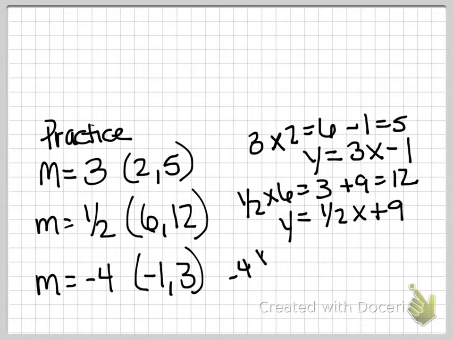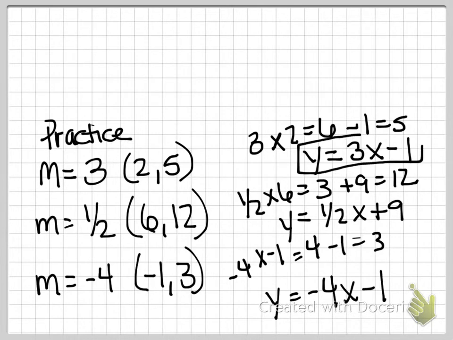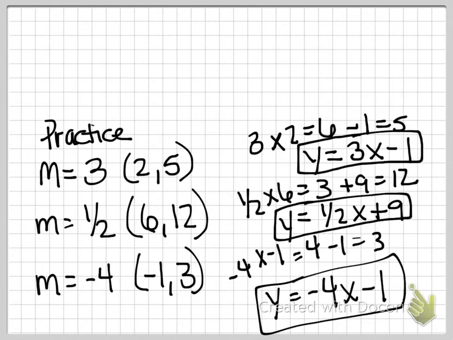And then the last one, negative 4 times negative 1 is 4. I need to get to 3, so that would be subtract 1. So y equals negative 4x minus 1. So these are the 3 answers to check to see how you did.